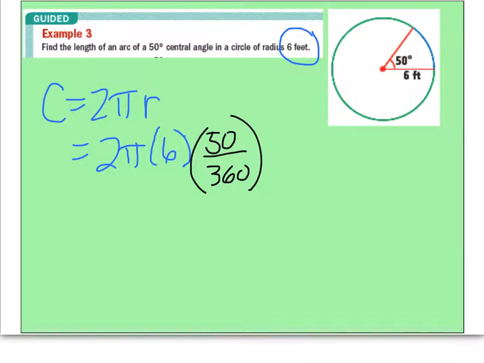If you simplify this out, let's see what we could do. I'm going to cross off those two zeros. And then let's do this. I'm going to do 6 times 5 is 30. I'm going to keep the 2 pi there for a second though.